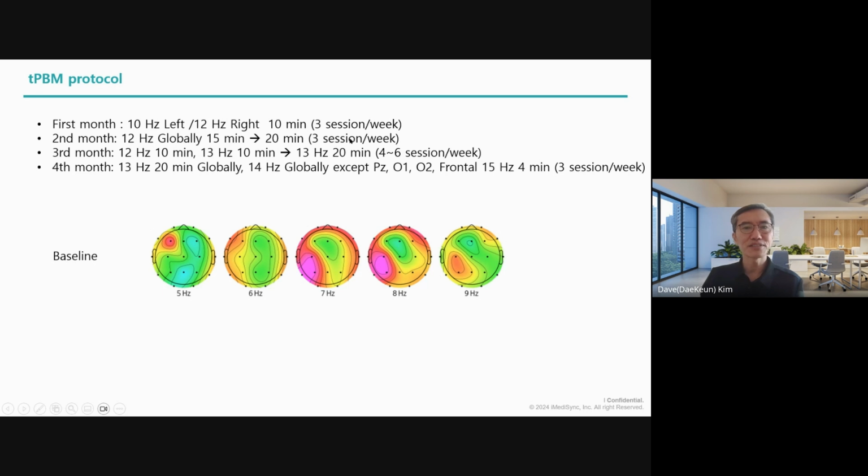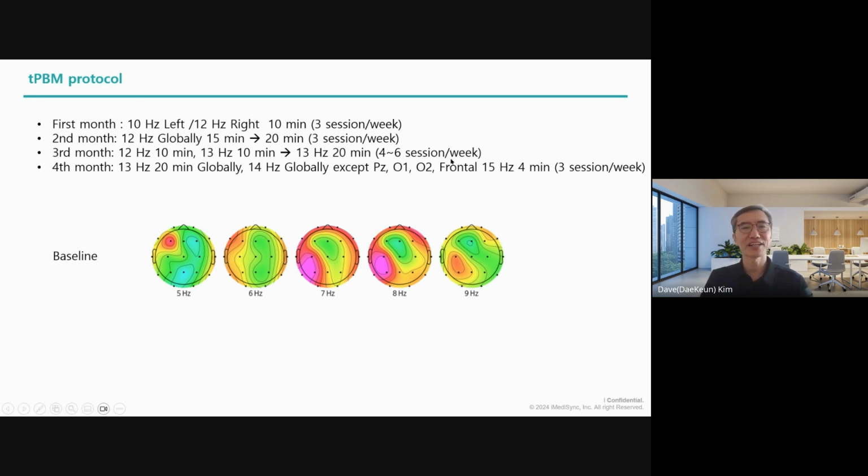After these 2 months of intervention, they showed very promising results, and they can continue with 20 Hz for 10 minutes and 13 Hz for 10 minutes from the third month, and eventually go to 13 Hz for 20 minutes, with 4 to 6 sessions per week.